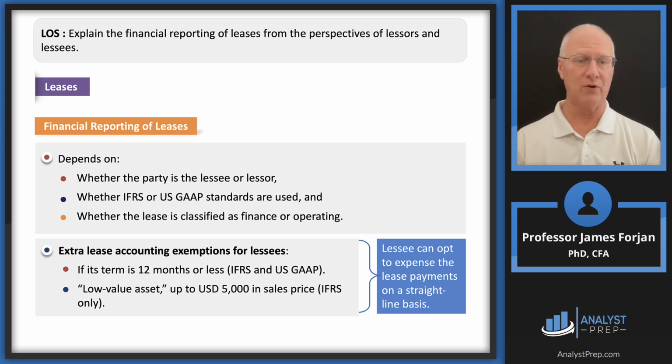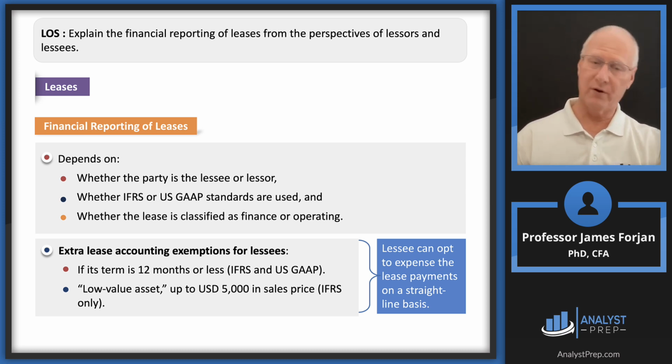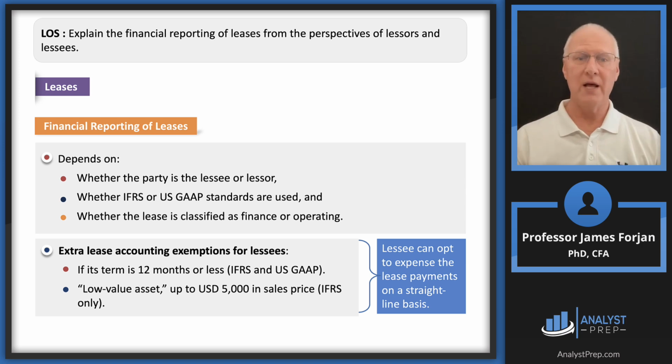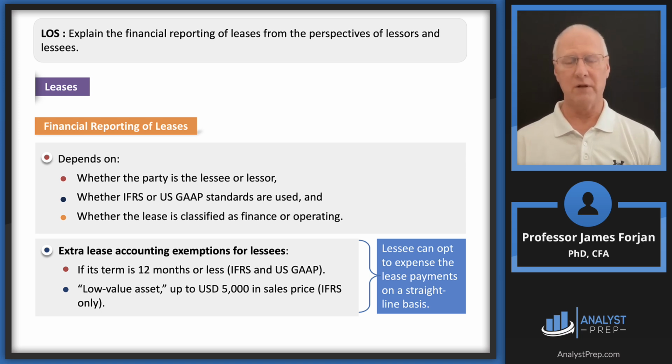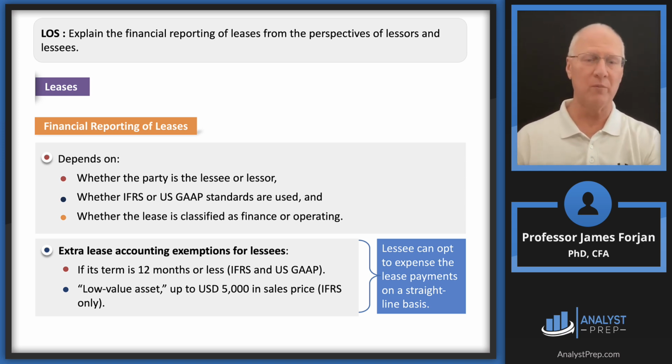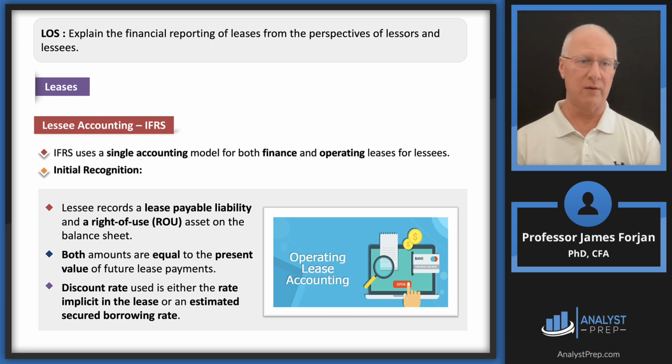So how do we report? So look at that first bullet point. Depends on if you're over here on the left or over here on the right. Depends on whether we're international or US. Depends on whether it's a finance or an operating lease. And then there's some interesting things down there at the bottom. You can read that. So if we have these low value assets, I don't think this is a very interesting question. Who cares about something for $100 or $400 or $3,000? I mean, some people do, but I don't think those are really good exam questions.